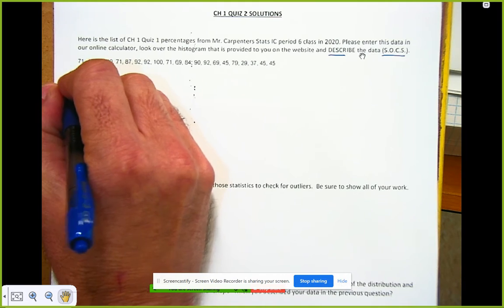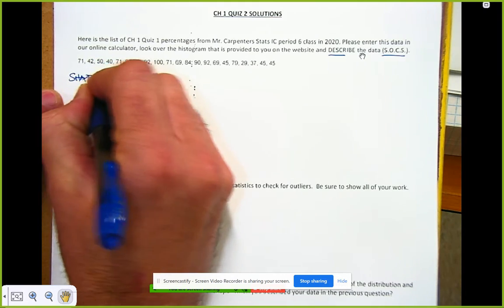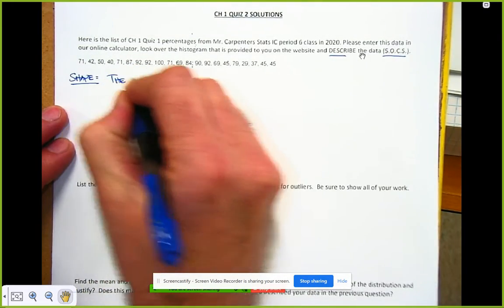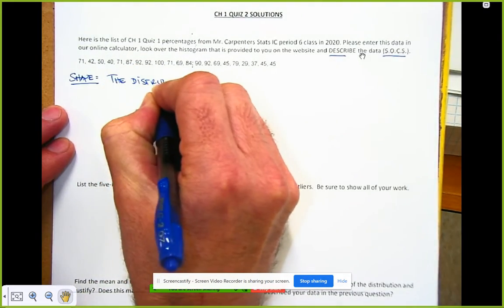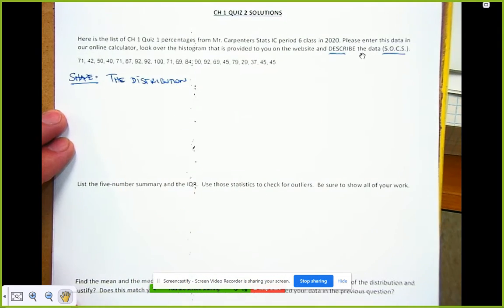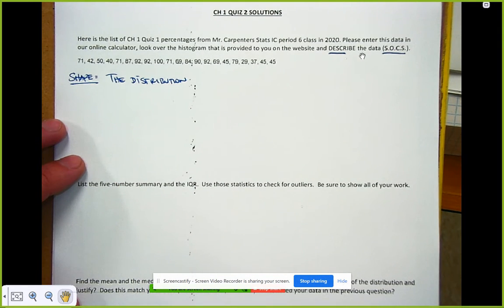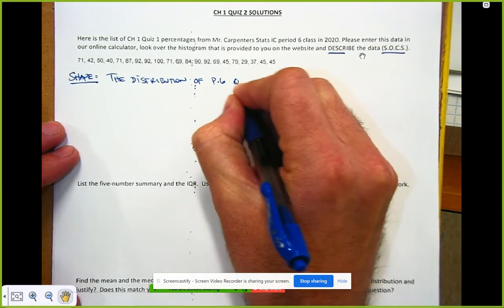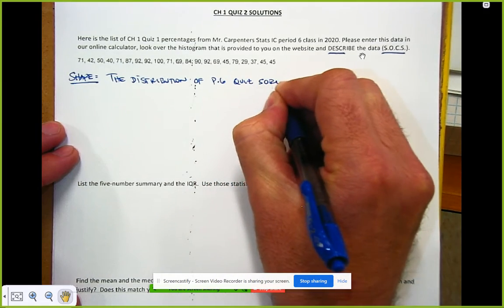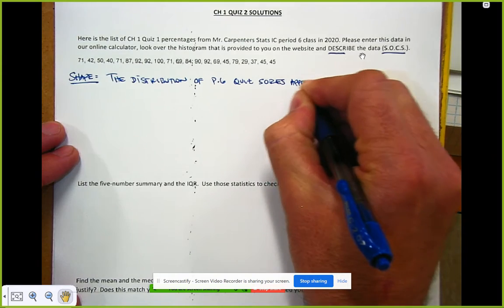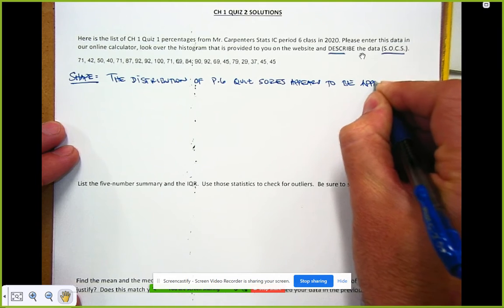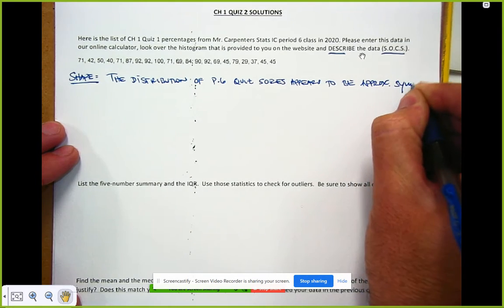So your first one would be shape. And you were supposed to use context, right? So you would say the distribution. What's that? I didn't really use context. That's okay. I usually went back and took a point or two off if you didn't, but overall you should be okay. So the distribution of period 6 quiz scores appears to be approximately symmetric.